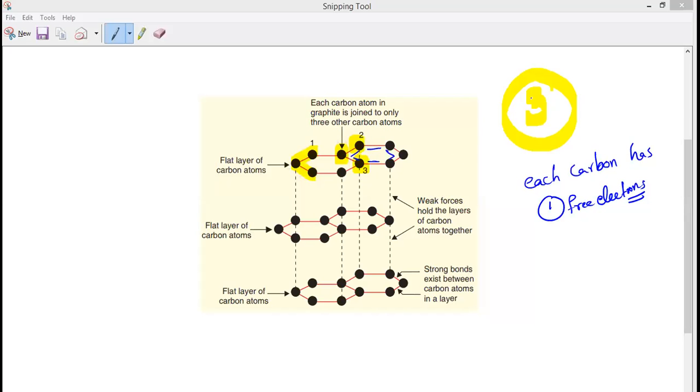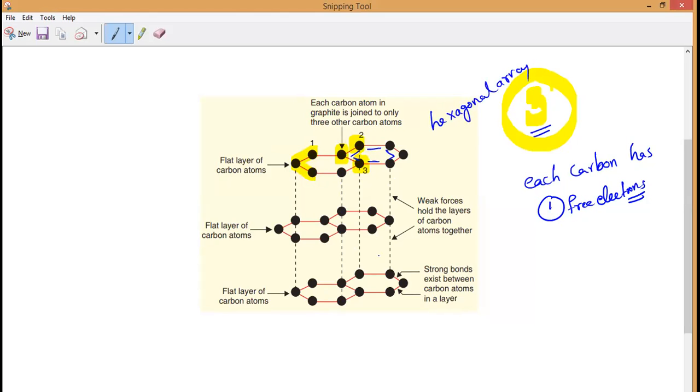In graphite, each carbon is combined with 3 carbons, so each carbon has one free electron. You can see it forms hexagonal arrays. Hexagonal array means one layer. Like this, each carbon is bonded with 3 carbons in the same plane, giving the hexagonal arrays. And one of these bonds, if you notice, will be a double bond, and that is why the valency of carbon is satisfied.